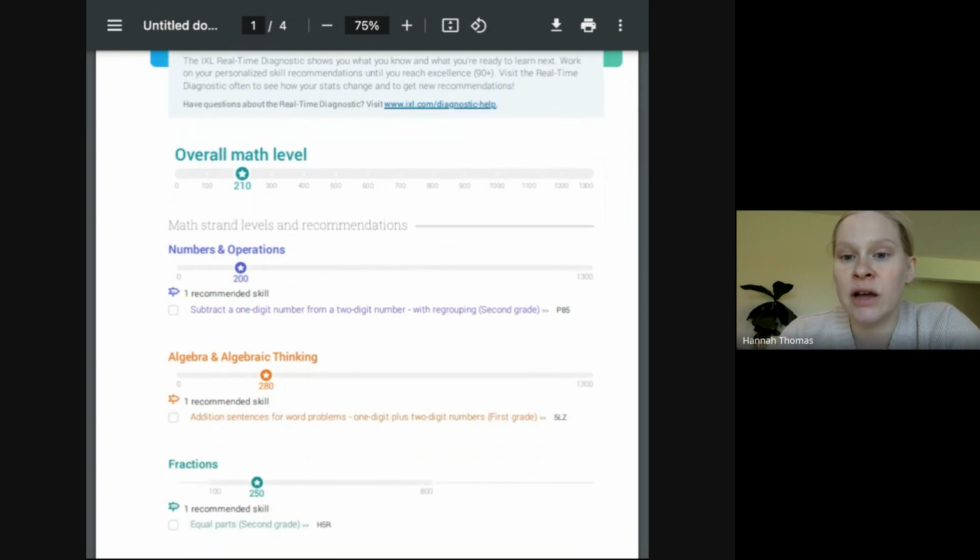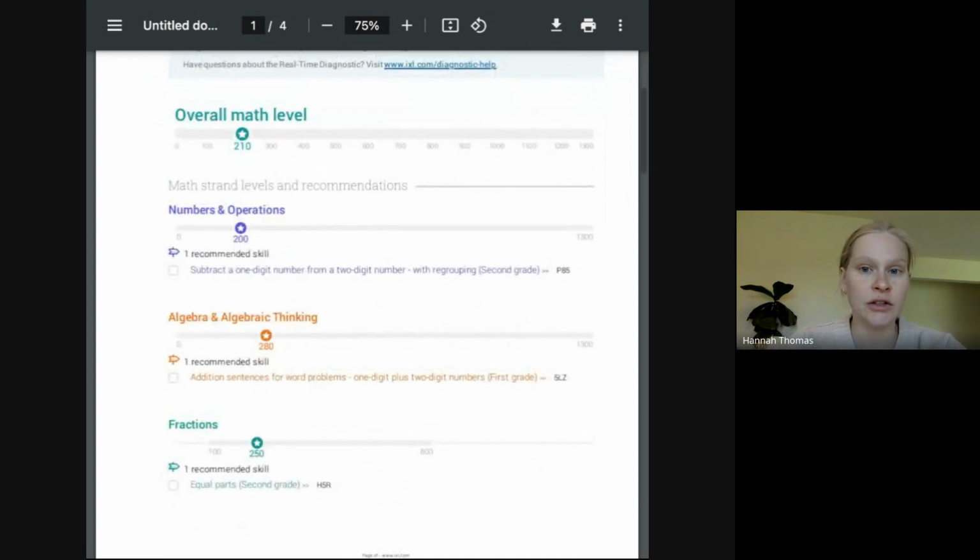It also shows us if the student is falling behind in a specific area and not on grade level in a specific strand. So here we can see numbers and operations. They're right at the beginning of 2nd grade. They give one recommended skill, which is to subtract 1-digit numbers from 2-digit numbers. And when you go to view this data on your own, all of these recommended skills are hyperlinked to IXL, and I'll show you what it looks like.